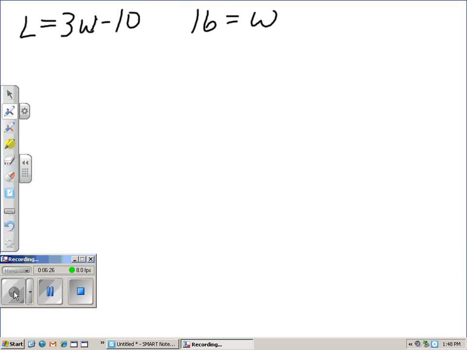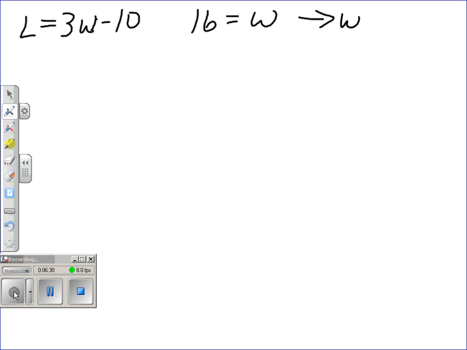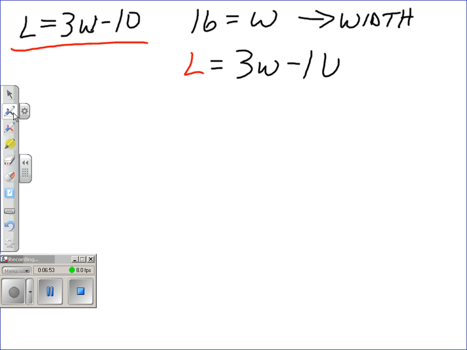Okay, so here's where we stand. We have 16 equals w, which means we have found the width. But the question told us, find the width and the length. So we have to go back and find the length. Now, if you remember, at the very first, we translated some information that said the length is 3 times the width, take away 10. So we can calculate the length if we use that formula, 3w minus 10.